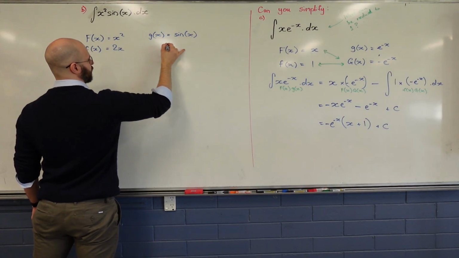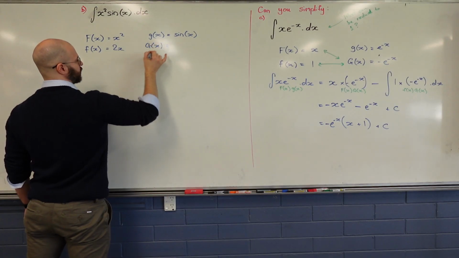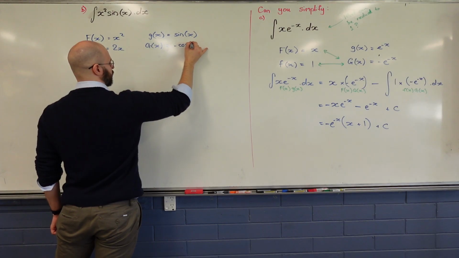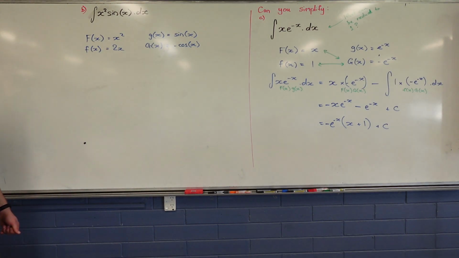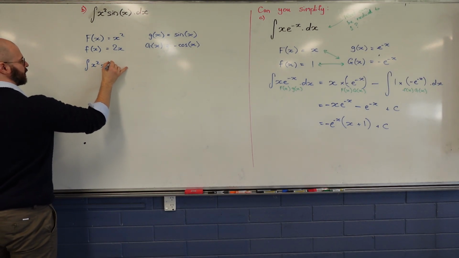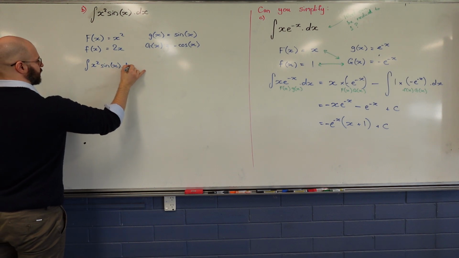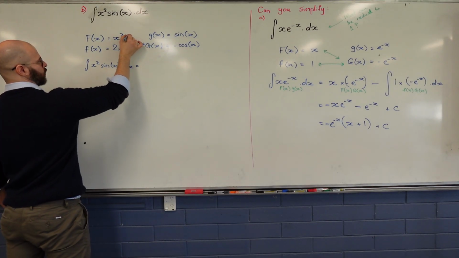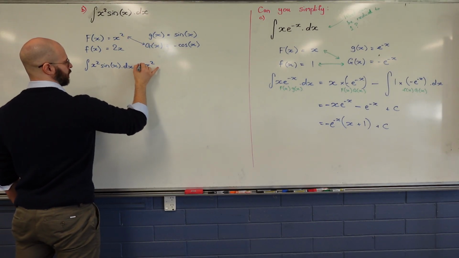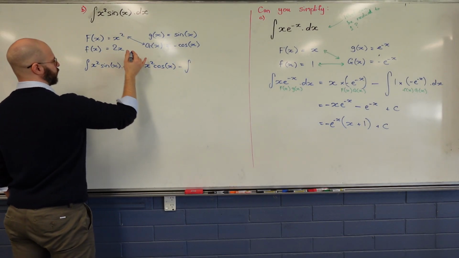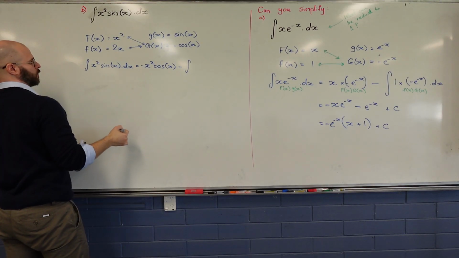Hence, sine x becomes little g of x. And therefore capital G of x is going to be negative cos, because that's the integral of sine. Alright, so putting this together, the integral of x squared sine x dx is going to be the same as these guys multiplied together, take away the integral of these guys multiplied together.